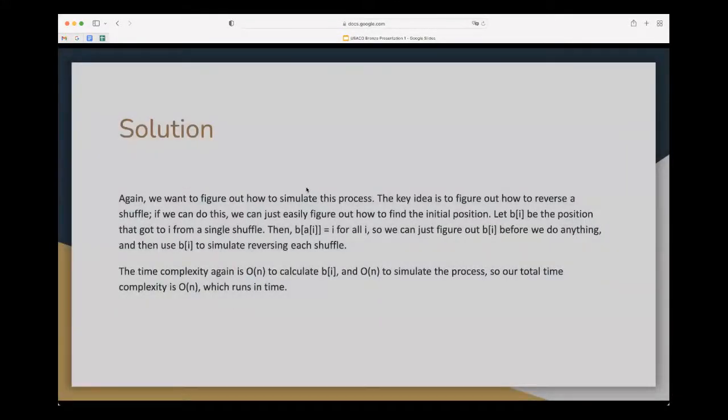The solution is here. Again, we want to calculate the time complexity. However, this should be relatively simple because in order to figure out B of i, we need O of N, because for each i, we initialize B of A of i equals to i. And then again, we need O of N to simulate the process because we have to do the process 3 times, which is O of 1. And we also have to do n operations each process because we need to figure out where each one will go. So that's O of 3 times n, which is O of n. So O of n plus O of n would be O of n, which runs in time. Does that make sense to everyone?